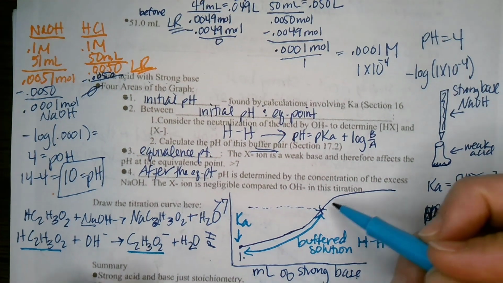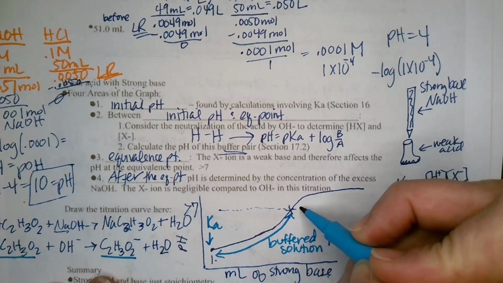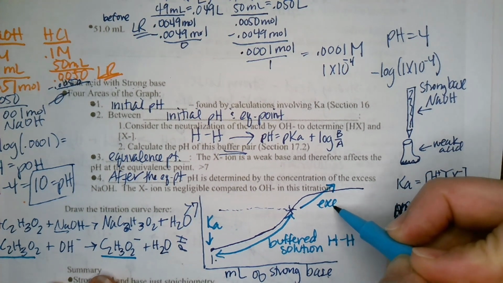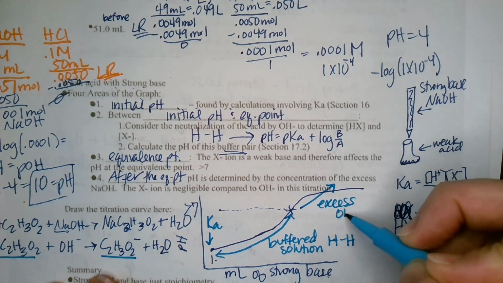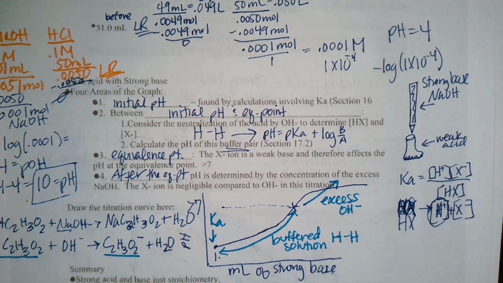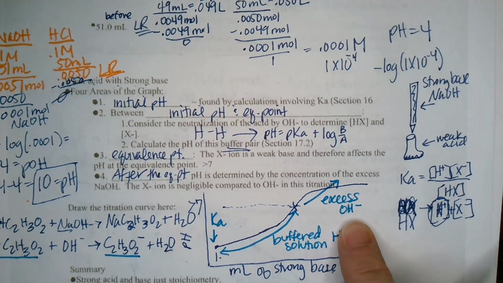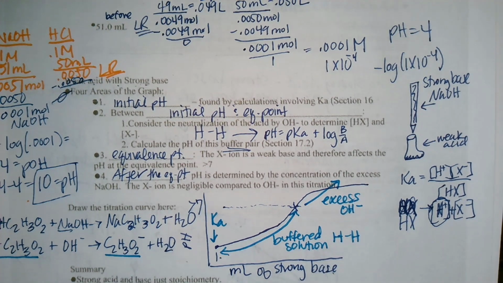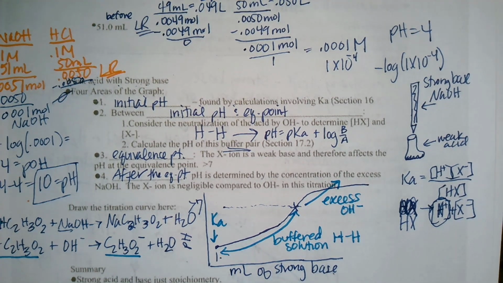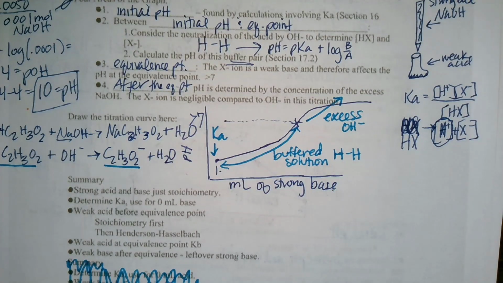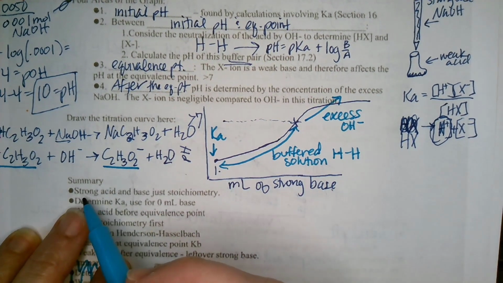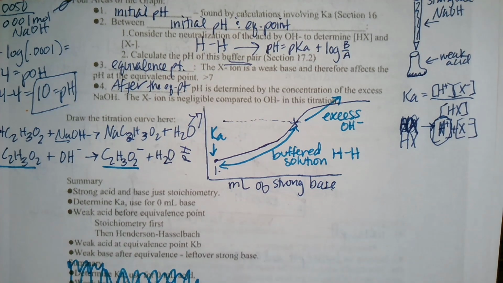And then above our equivalence point, we have excess base, which is going to be similar to the other one with the strong acid, strong base. So we're just calculating the OH minus excess there. So to summarize, when we have a strong acid and a strong base, we just use stoichiometry.